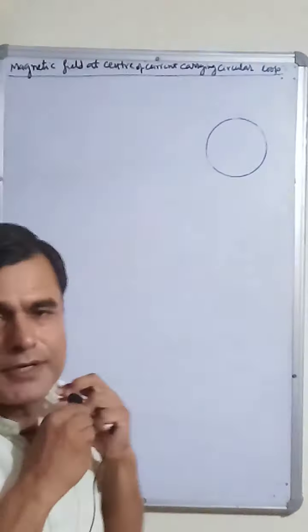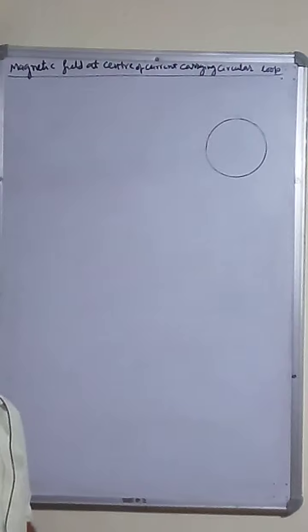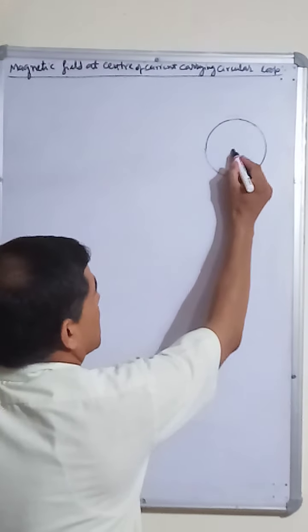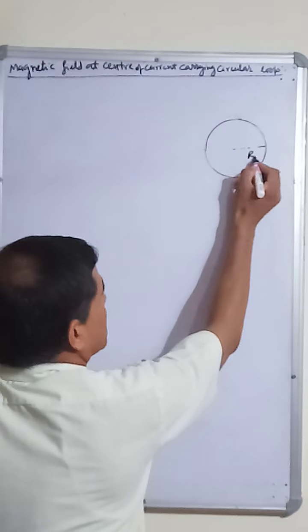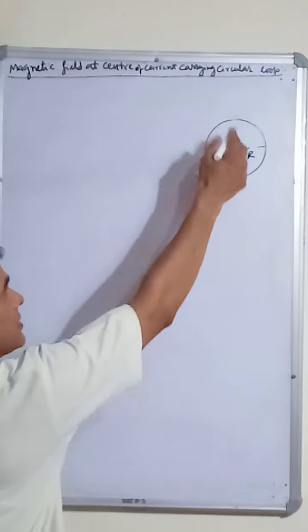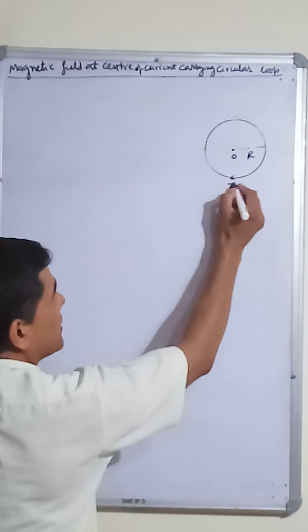Good morning, student. In this video we are going to find out the magnetic field due to a current carrying circular loop. Here this is a circular loop of radius r, lying on the plane of this paper, and we are going to find out the magnetic field at its center. It is carrying current I.